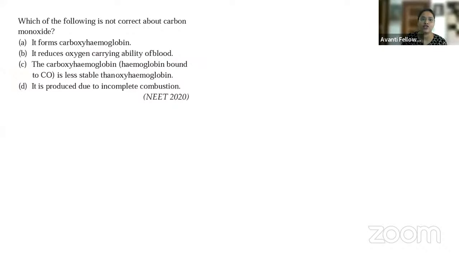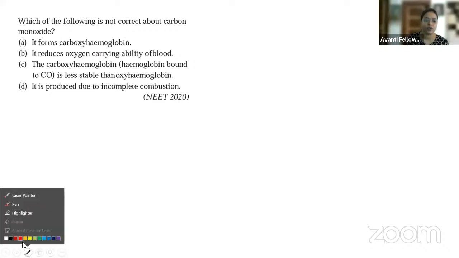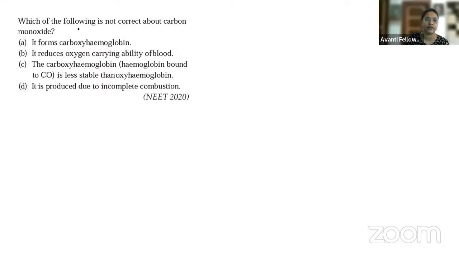We are going to solve some previous year questions today. First of all, I'm going to start with environmental chemistry, and later on we are going to solve chemistry in everyday life. Let's start with the first question. Which of the following is not correct about carbon monoxide? You know carbon monoxide, right? CO. We need to find out which option is not correct. Let's read all 4 options.